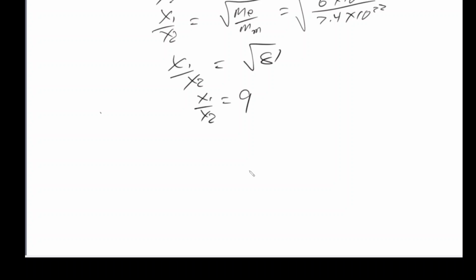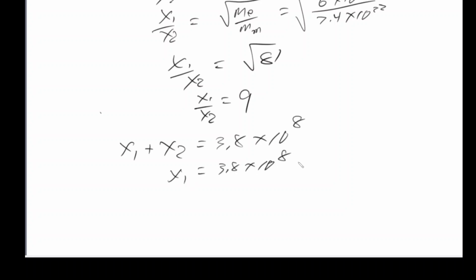Now, that's two unknowns, so we need a second equation to solve for both of them. Well, we know the distance from the center of the Earth to the center of the Moon, and that's equal to x1 plus x2, which is 3.8 times 10 to the 8th meters. If we solve for x1, that's equal to 3.8 times 10 to the 8th minus x2.